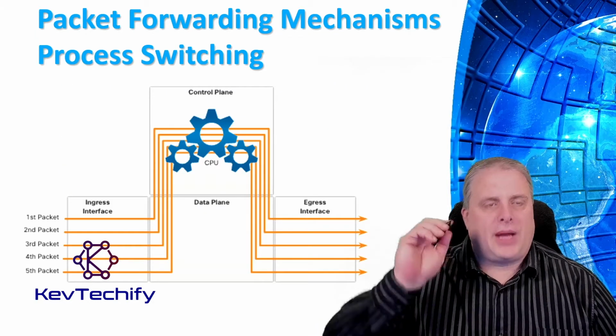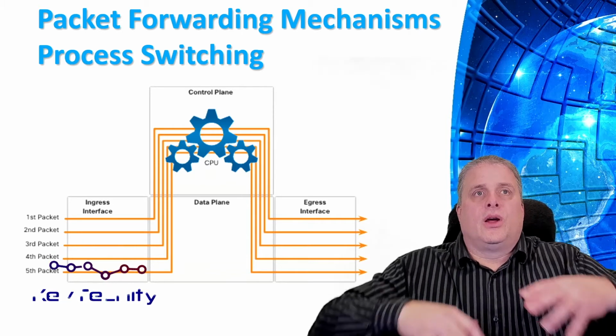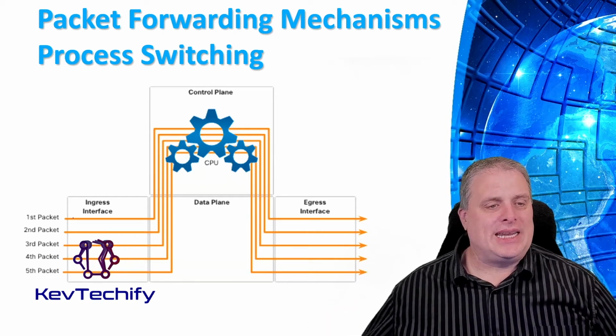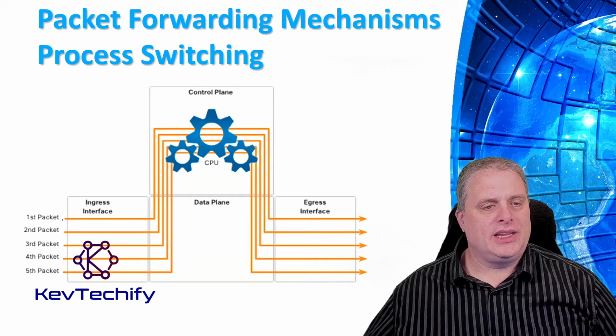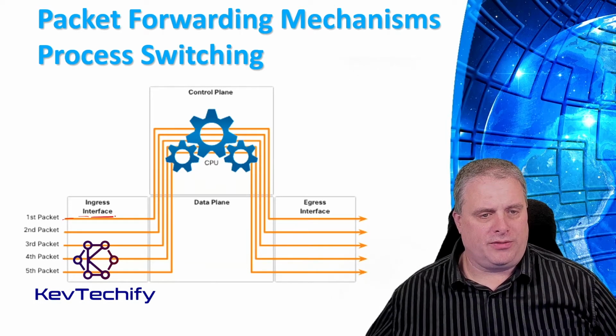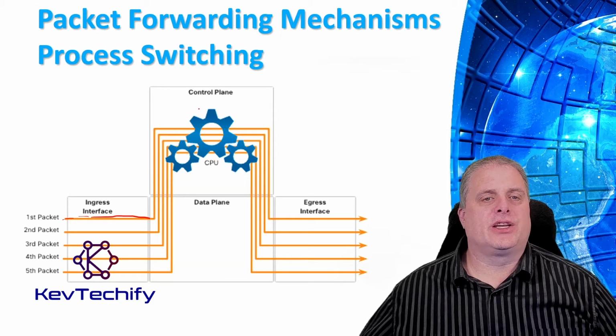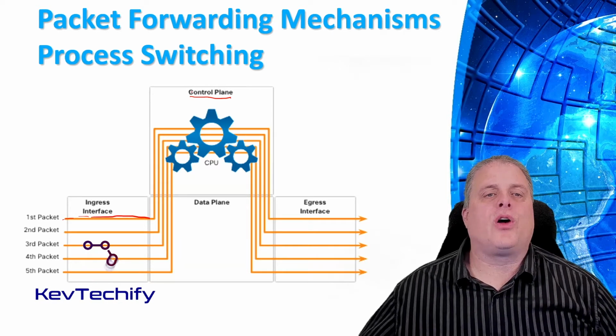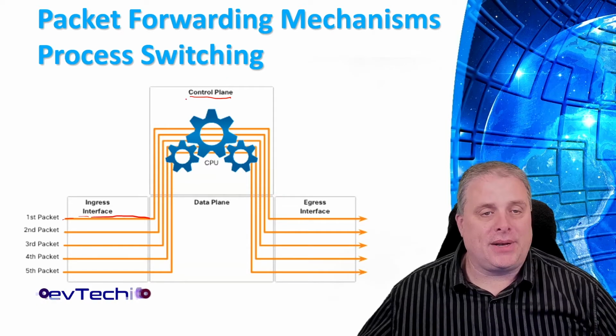Process switching for packet forwarding mechanisms is an older mechanism. When a packet comes into this device, in the ingress interface, the interface where it comes in, it sends it to the control plane. This control plane is where the CPU is, where the RAM is. This is where all the processing and thinking is happening.